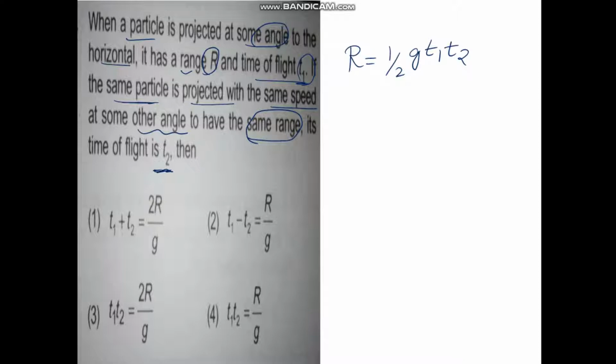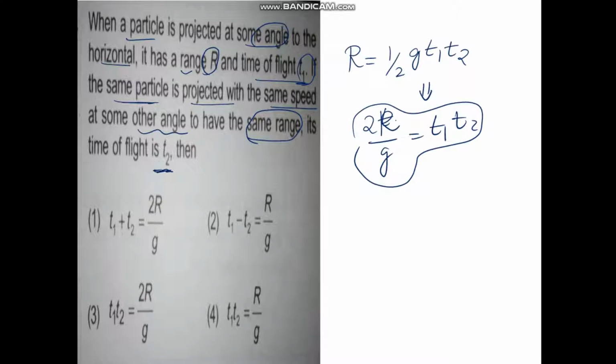So here they are asking to find the correct relation. So I can say that 2 into r by g is equal to t1 t2. This I am modifying like this. Is there any relation like this? You check out. See the third option, t1 into t2 is equal to 2r by g. So the third option is the correct answer.